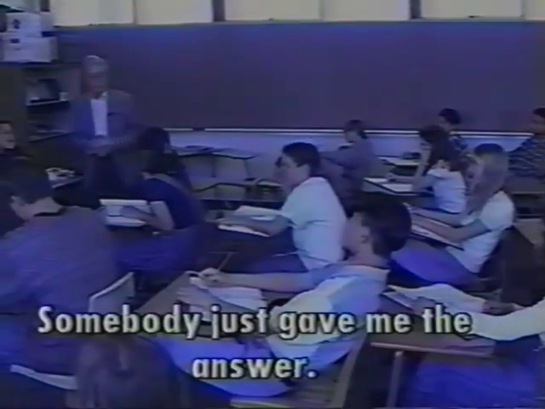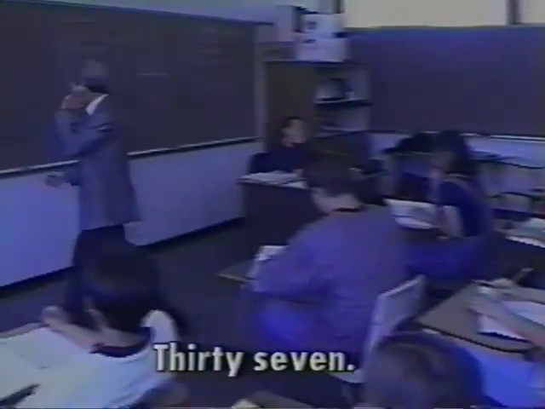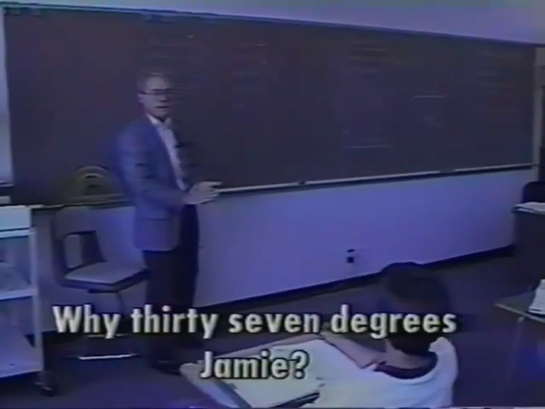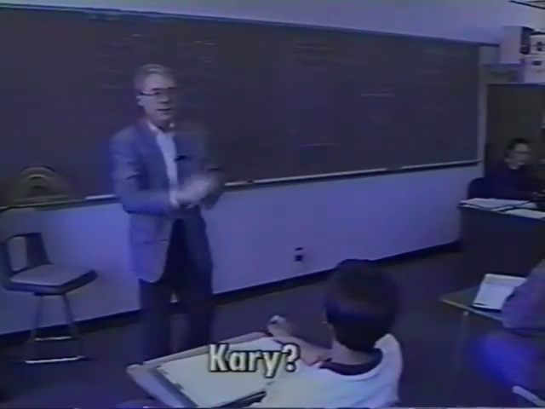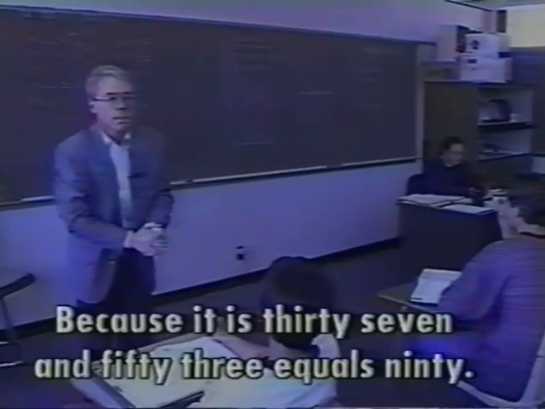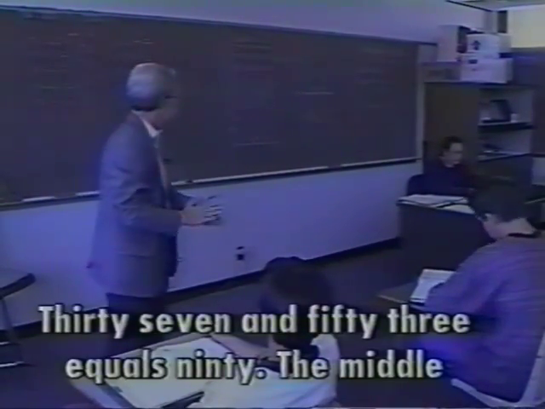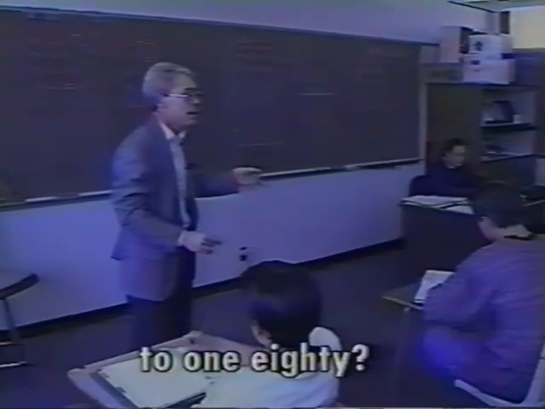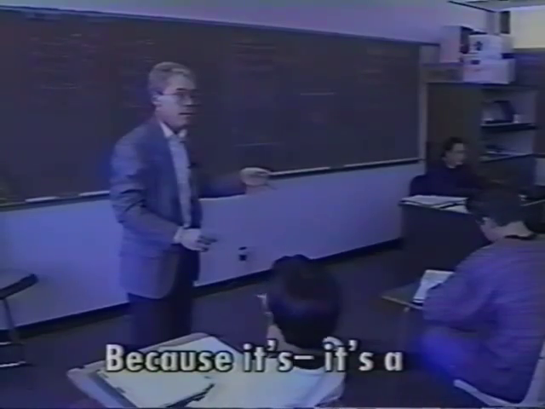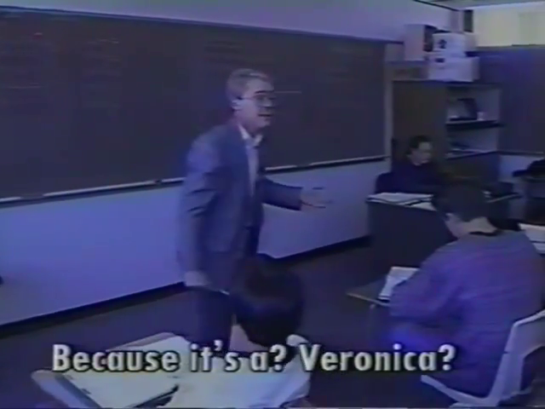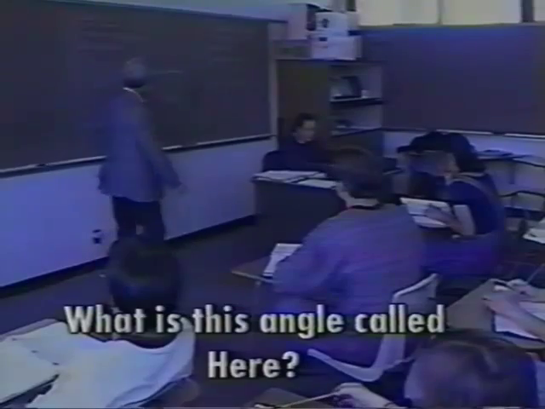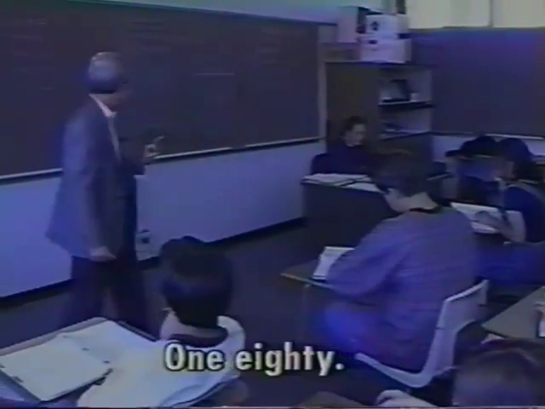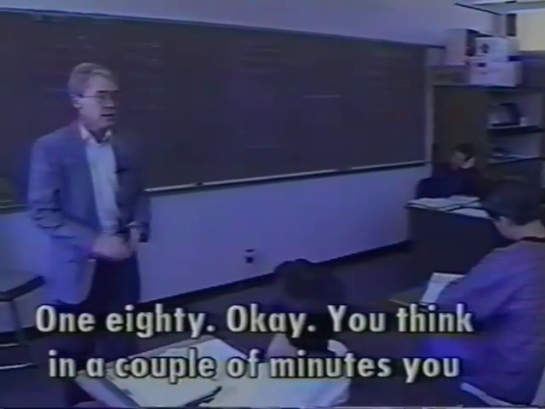Somebody just gave me the answer. 37 degrees, right? Why 37 degrees? 37 and 53 equals 90. The middle angle is 90. And why do they all have to add up to 180? Because it's a, what is this angle called here? A straight angle. And the straight angle adds up to 180. Okay, you think in a couple of minutes you can figure out the rest of them?